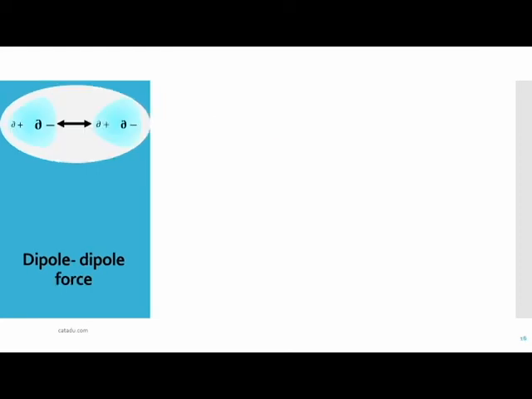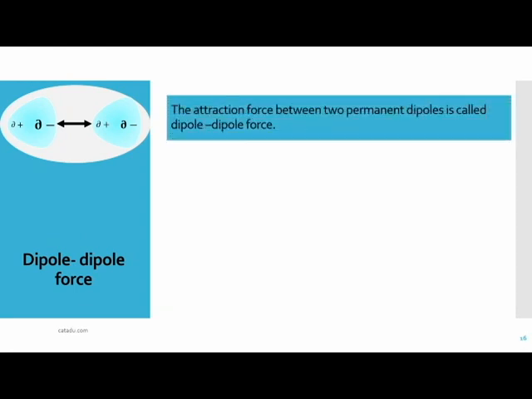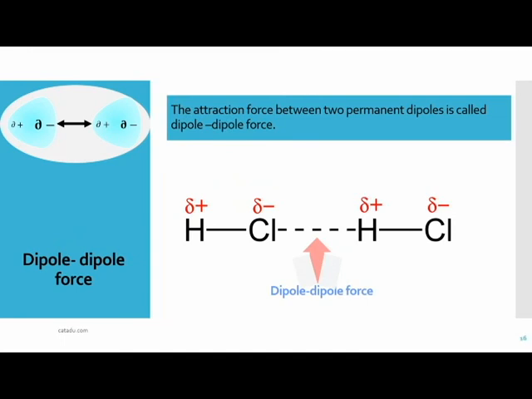Dipole-dipole force, this is the last one. The attraction force between two permanent dipoles is called the dipole-dipole force. Here in HCl, one side is negative, another side is positive. This is a permanent dipole. With another HCl, there is an attraction force. This is called the dipole-dipole force. This is also called an intermolecular force. The greater the dipole-dipole force, the higher the melting point and boiling point will be.